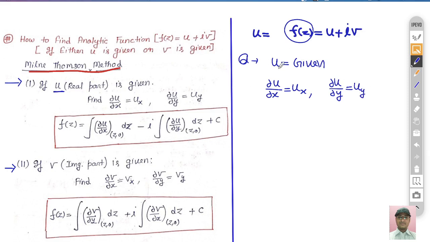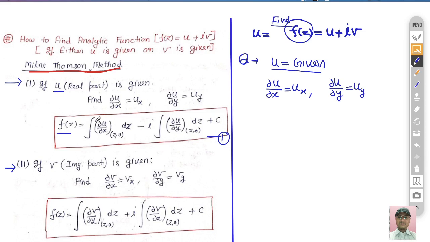So if u is given and you have to find out this complex function f(z), right? Then first what do you do? You just find out del u by del x and del u by del y. So this is the first formula you can write. This is equation number 1. You only have to put the value of del u by del x here and del u by del y here and integrate, and you will get the function f(z).